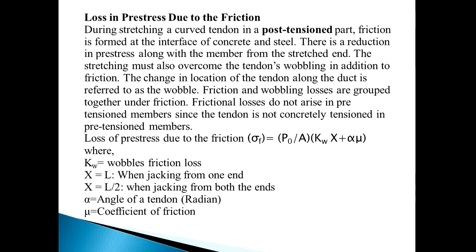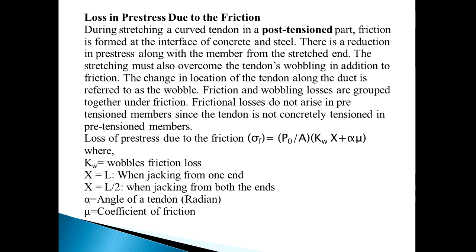Meaning, when you pass the tendons through the conduits, friction will occur between the concrete and tendons, and due to this friction the losses will be generated. This means the force actually transferred to the concrete is less than your applied force. So this is the most important loss in post tensioned concrete.